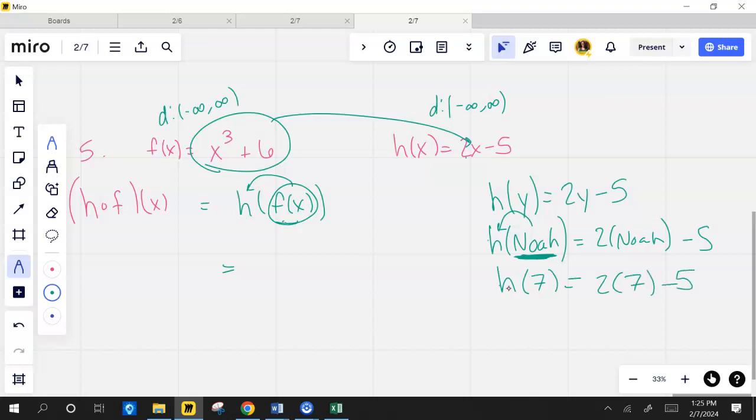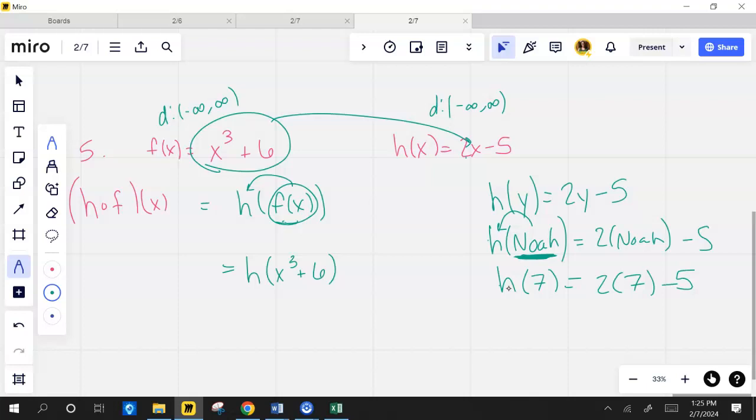So you put X cubed plus 6 inside of H. Always work inside out. Start inside. F of X is X cubed plus 6. Yes? Say yes, because that's right. I've lost about a third of you. So X cubed plus 6 is replacing every X in H.